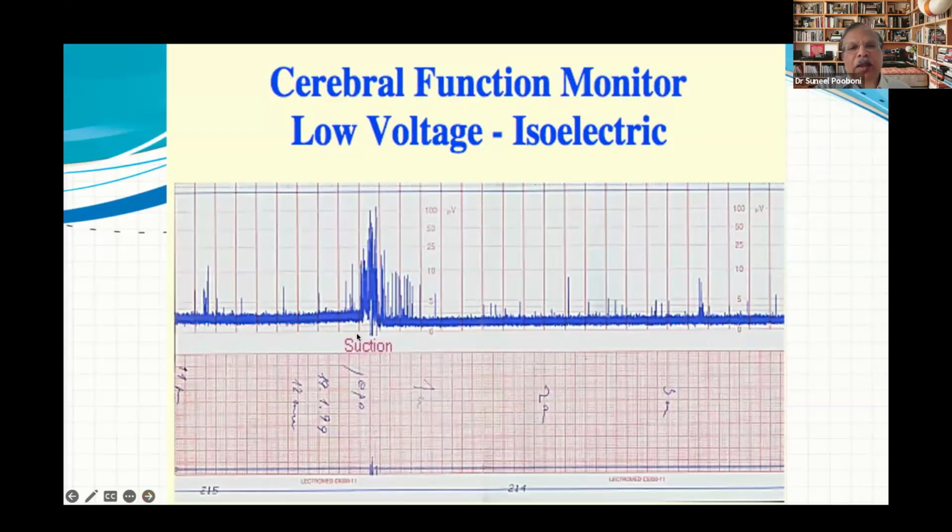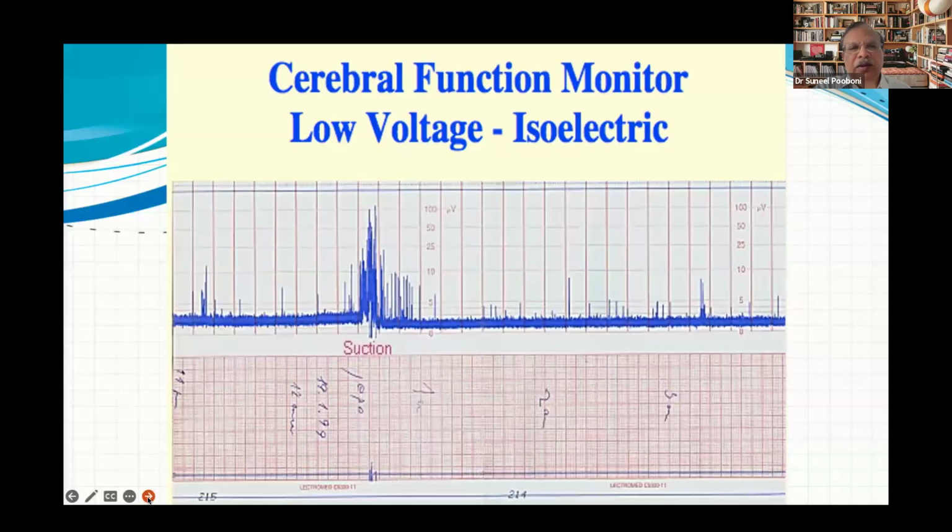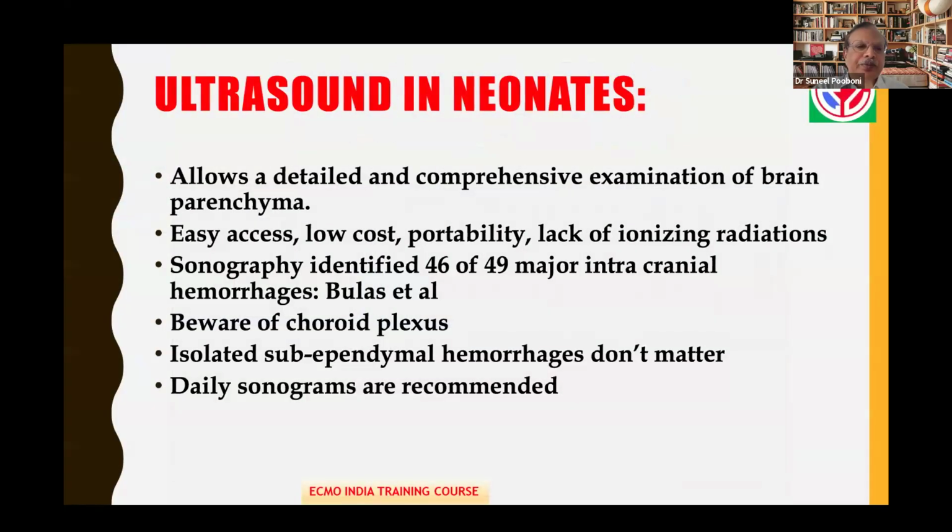Okay, so here you can see somebody has mentioned suction was done, so the waveform has gone up, and again after the suction it came back. But this is not very good as it is close to zero here, 0 to 2 microvolts, 0 to 3 microvolts. This is a very low voltage. It can be confirmed with the EEG afterwards, as it is a very important feature.